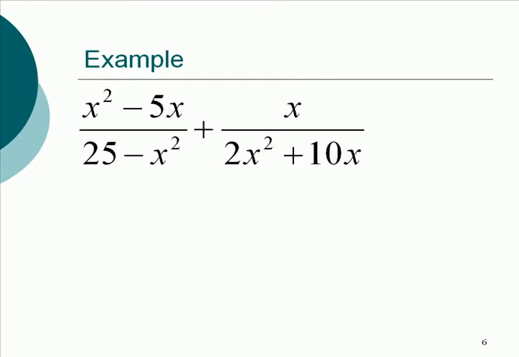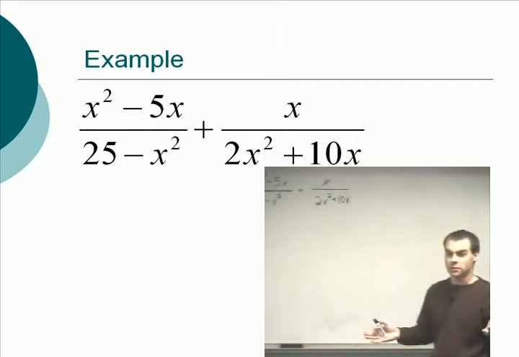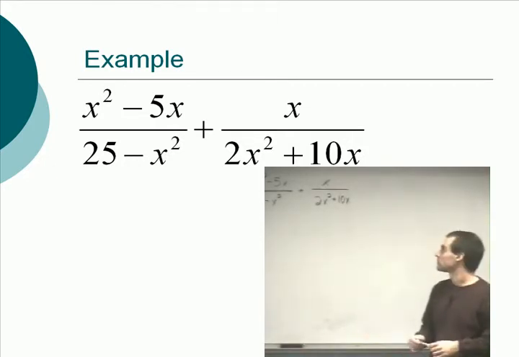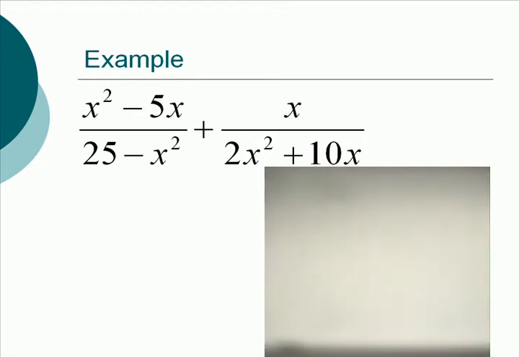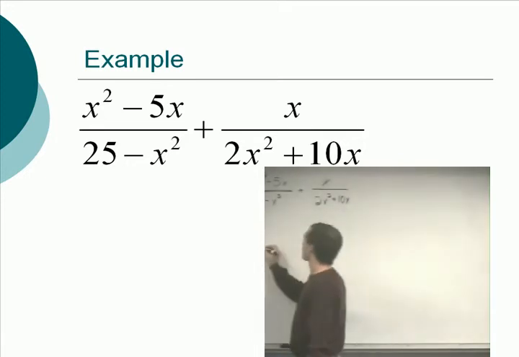So let's go back to this one. We want to add x squared minus 5x over 25 minus x squared, plus x over 2x squared plus 10x. All right. Well, the first step, no matter what you're doing, is to what? Well, yeah, but even before that, you need to factor, basically. We're looking for a greatest common factor or any kind of factoring. So let's factor this thing up.